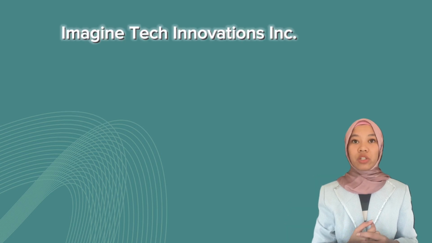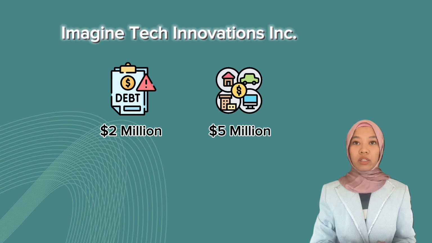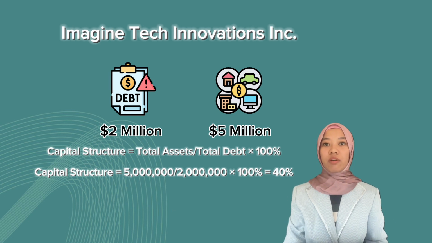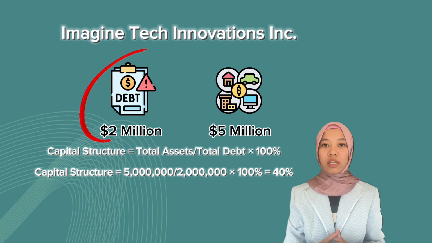Okay, let's say, imagine Technology Innovation Incorporation, which has 2 million in debt and 5 million in total assets. Their capital structure would be 40%. This means 40% of Technology Innovation Incorporation's assets are financed by debt.